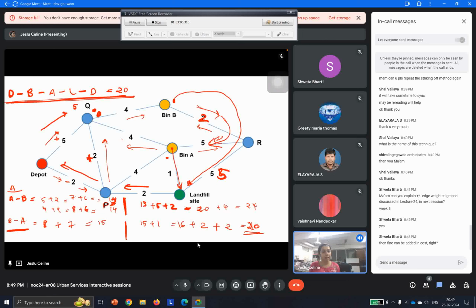So a fine can be added in the cost, right? But it can also be negative. Imagine this was negative, it becomes negative. So you can have positive and negative values also. That's the positive or negative edge. Again, it can be a minimization problem, it can be a maximization problem.